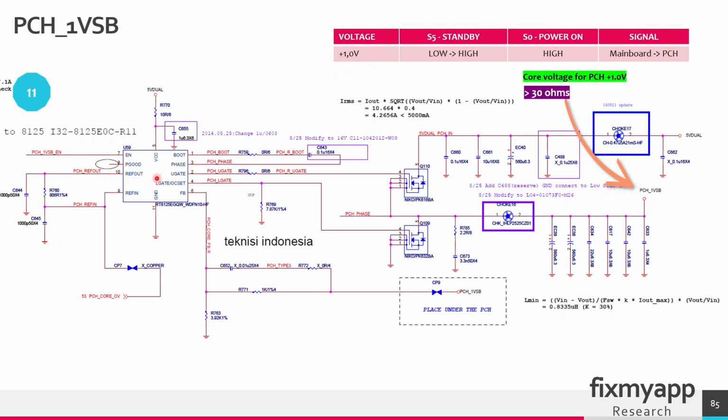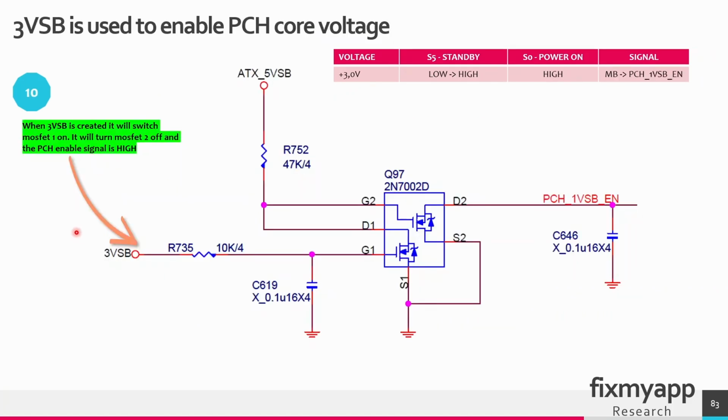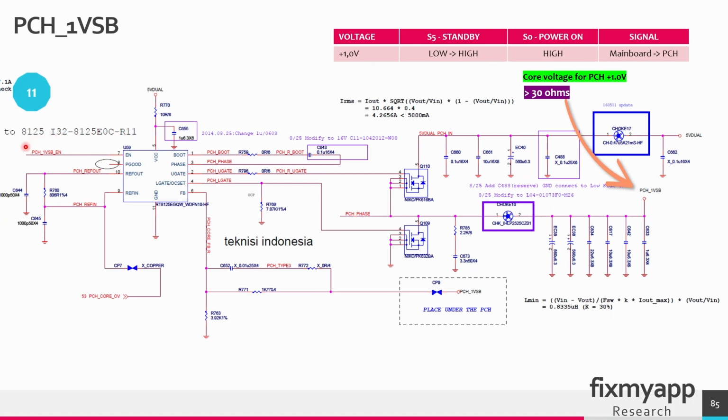This is a buck boost converter, and this converter will use the 5V to generate the 1V. The PCH 1V enable comes into pin 7 and it will turn this chip on, and this enable voltage is derived from the 3.3 standby voltage. As you can see here, standby voltage of 3.3V is used to create this enable signal. And this enable signal will turn on this buck boost converter to generate the 1V PCH core voltage. The output resistance is higher than 30 ohms.